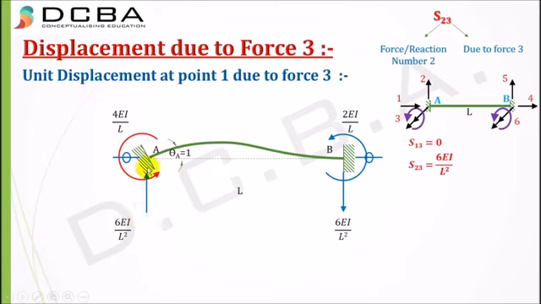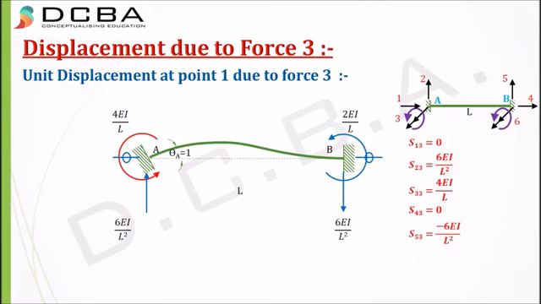S23 is 6EI/L², which is upwards, which conforms with my positive directions, hence it is 6EI/L². S33 is 4EI/L, which is the moment itself which is causing the rotation, 4EI/L. S43 is 0 because there is no actual reaction here at number 4.